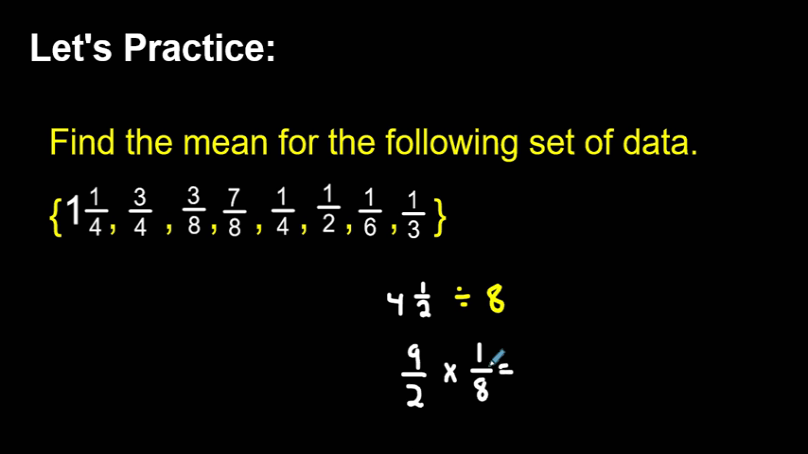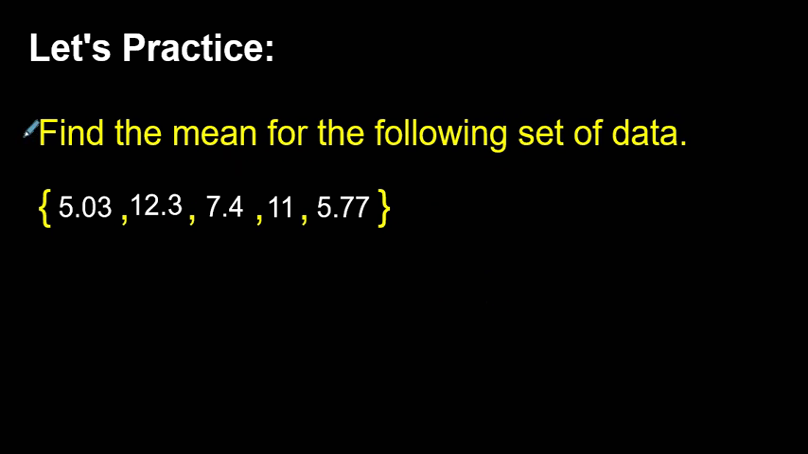Look for any cross canceling, since the only common factor between the numerators and denominators is 1. Then we simply multiply. 9 times 1 is 9. 8 times 2 is 16. And my mean or average here would actually be 9/16. Is that somewhere in the middle? Yes, it is. So that's a reasonable answer, and that is the correct answer. Moving on to the next problem.